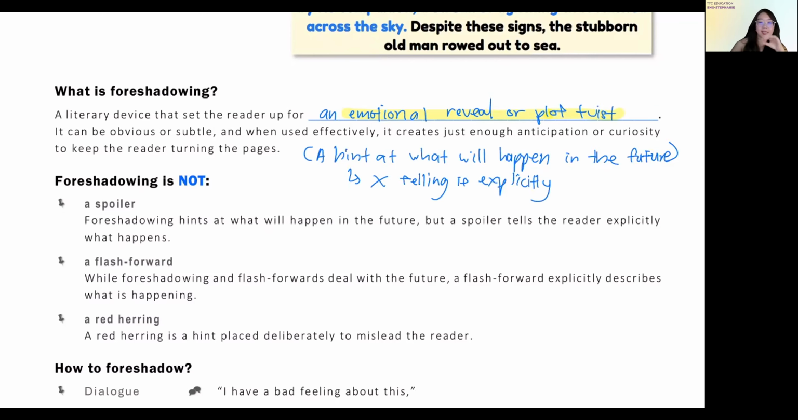Okay, just a hint, a bit of a hint. It can also have a twist. It depends on how you write it. So it can be obvious or subtle. When used effectively, it creates enough anticipation or curiosity to keep the reader turning the pages. All right, it's not so direct. If it's all a direct story, I know the before, then what happened next, then what's the ending, then why do I need to spend more attention on reading it, right? So this is just to make a twist, to hook the interest of the reader to continue to read your story. Okay, so that's foreshadowing.